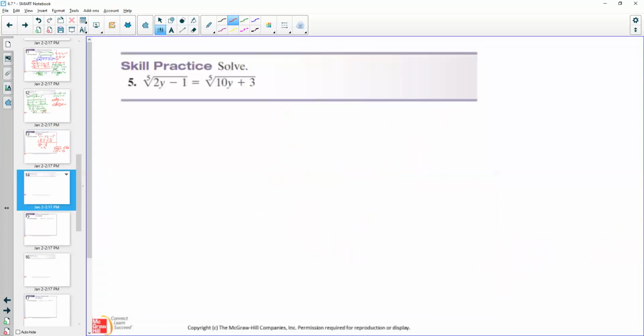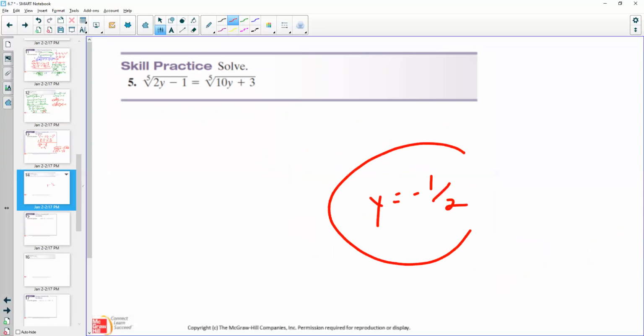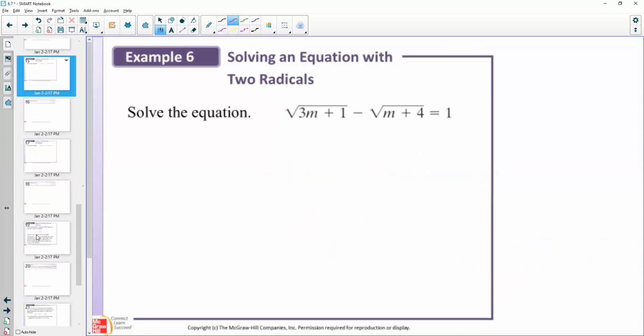All right. Try this one. This one works the same way. In this case, oddly enough, the answer is negative 1/2 for y. Try it. See if you can make it work. All right. A couple more.